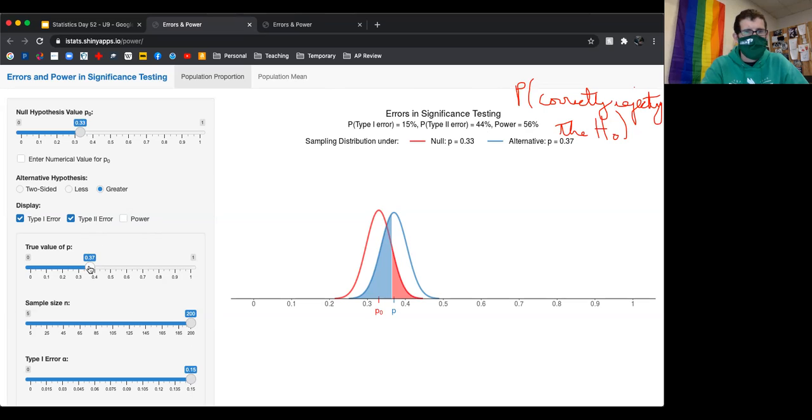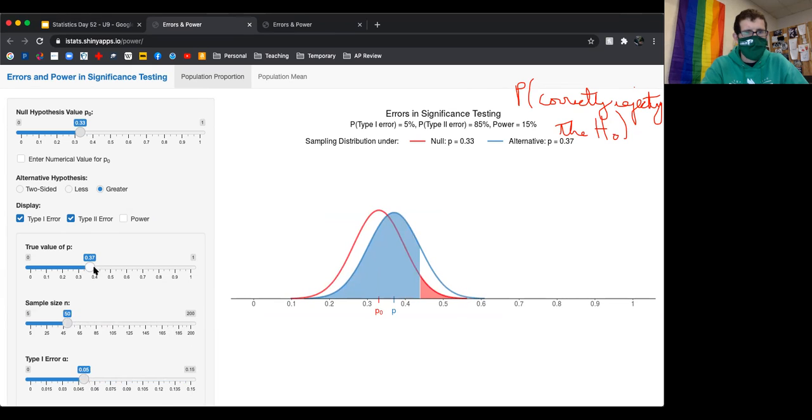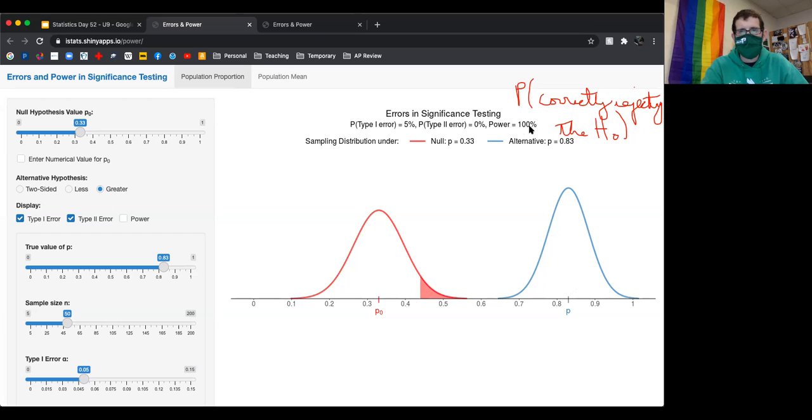Okay, so now let me show you, if I bring this back to 50 and bring that back to 5. So let me make the effect size really big. With that big of an effect size, I speculated as 0.33 is the true population. The real true population is 0.83. With that big of a difference, a 0.5 difference between them, there is no way we're going to fail to reject the null hypothesis. The power is 100%. So a big effect size means that we will have more power in our test.